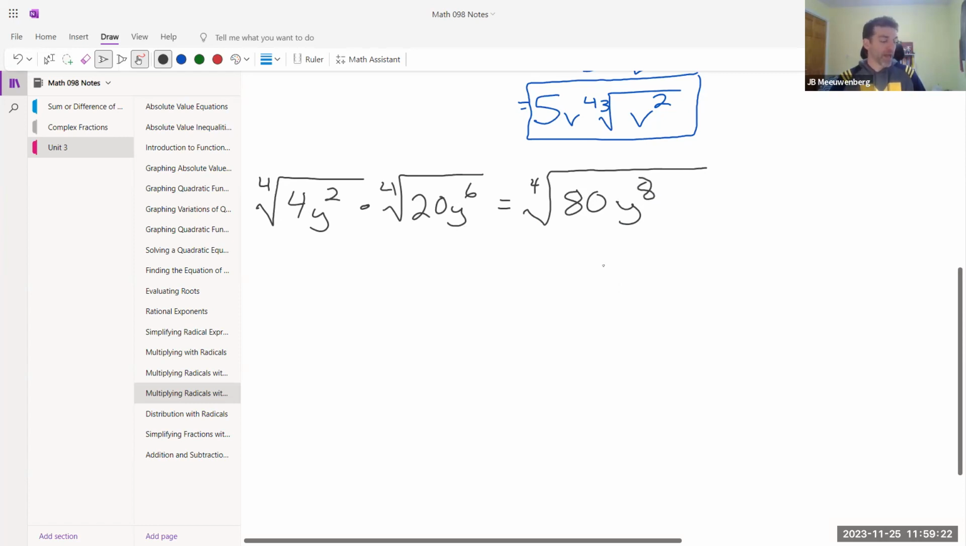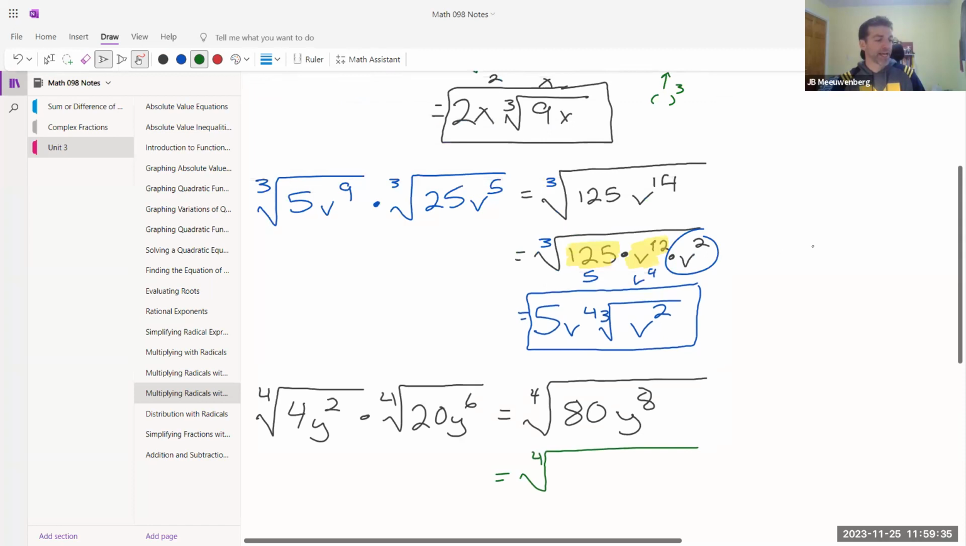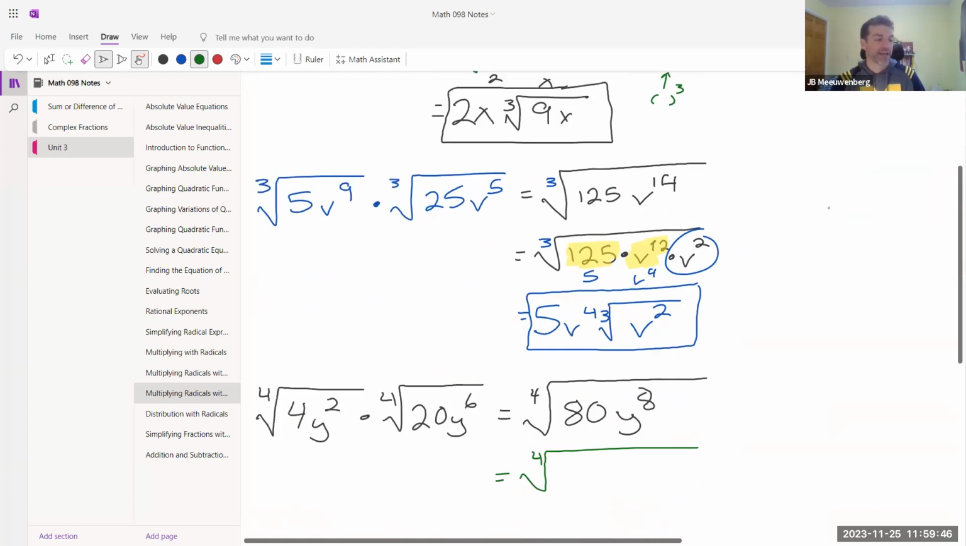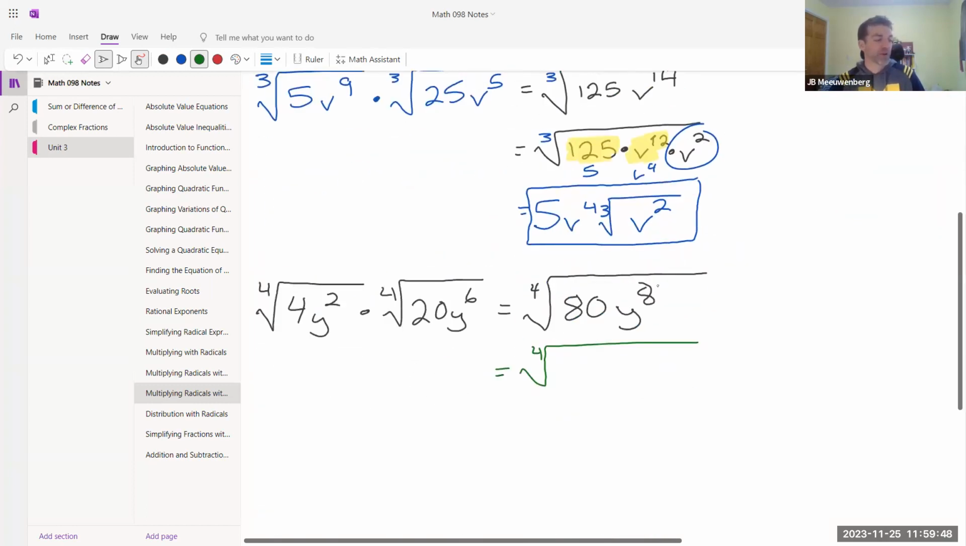Okay. And now what? Well, we rewrite it. I'm not going to forget my index this time. We need to separate 80 into two numbers, and we're looking for a number that's something to the 4th. So as we look through this list, are any of these numbers a factor of 80? Yes, 16 is a factor of 80. 80 can be rewritten as 16 times 5.